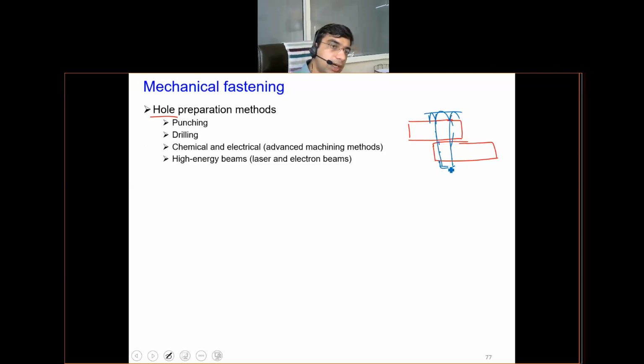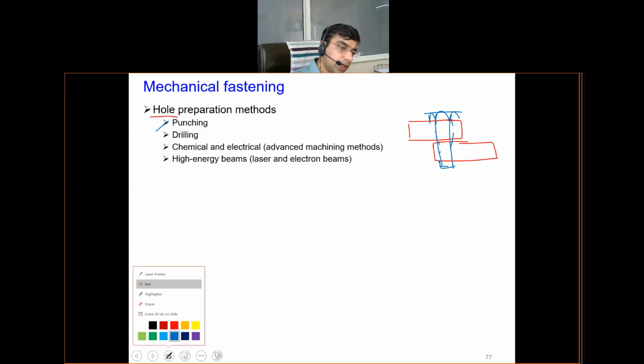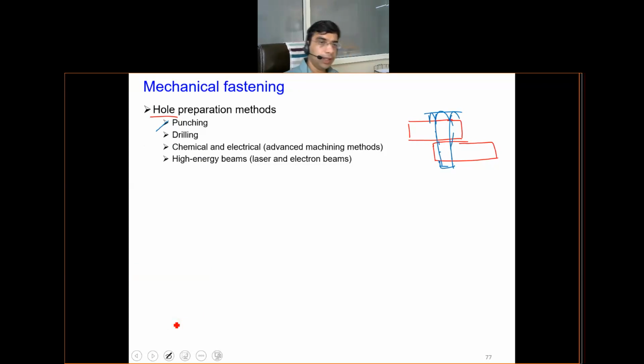To create these holes, there are different methods. One of the methods we have already studied is punching. Punching is basically used only in the case of thin sheets. Where they are thin sheets, punching can work. Beyond a certain thickness, punching will not work. There we need to use other methods such as drilling or other machining methods, where an electron beam or laser beam may be used to make the hole. So hole preparation is a main step in mechanical fastening.